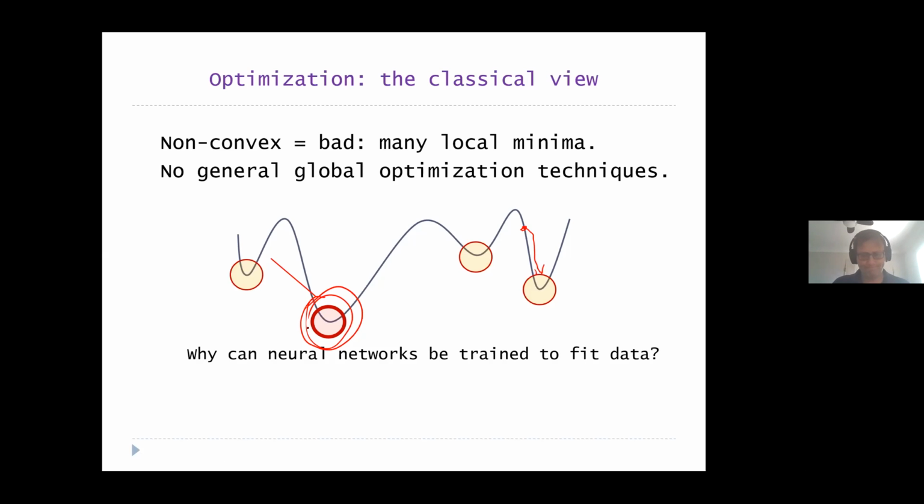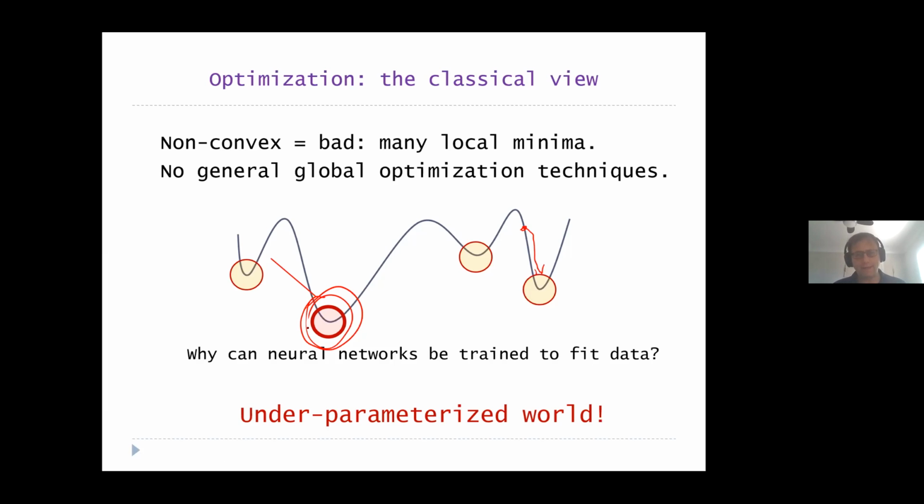However, we know that we can train neural networks and they fit data quite nicely. So what's going on? And we know that they're not convex, of course. That's not hard to see. So what's going on? And the answer is that, in a sense, this is a wrong picture. This is a wrong mental picture.